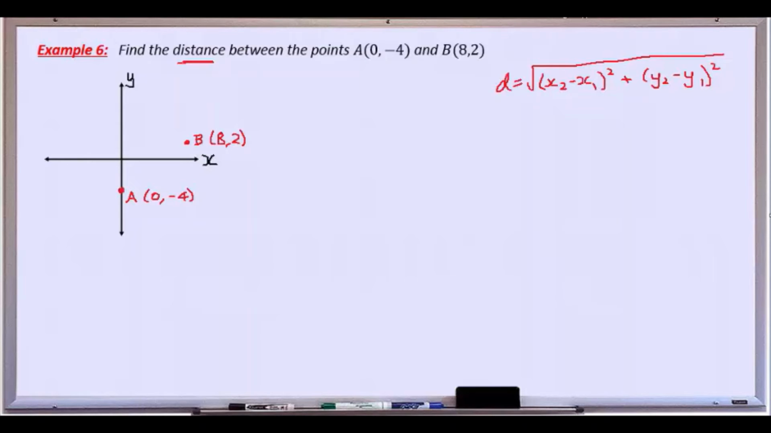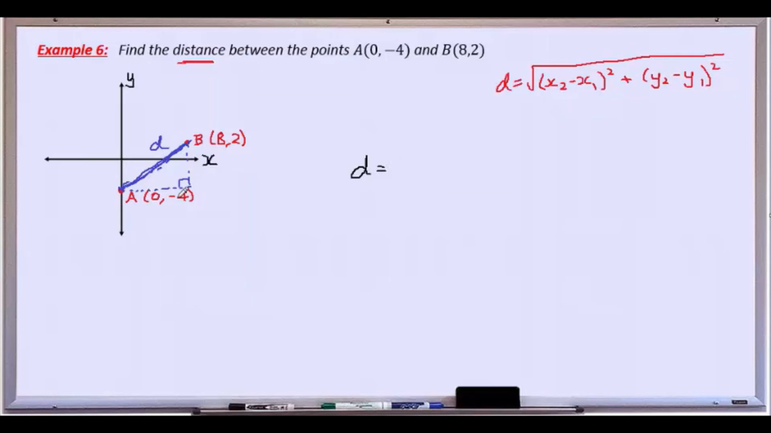And now we can draw in the Pythagorean triangle that we're going to use to solve our question. If I draw a triangle in there that's a right angle triangle, this distance here is my D. So now let's work out the distance between these 2 points.